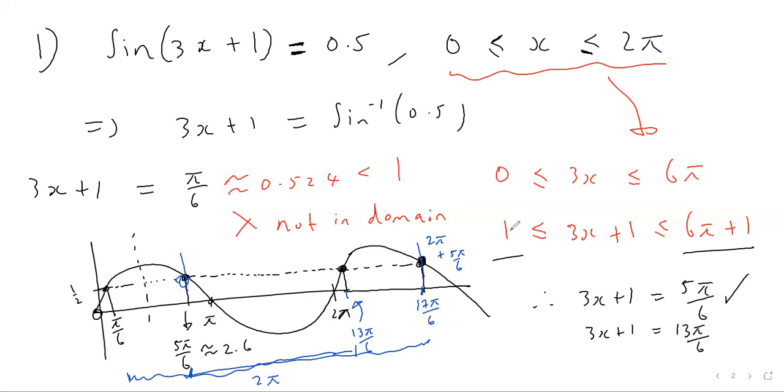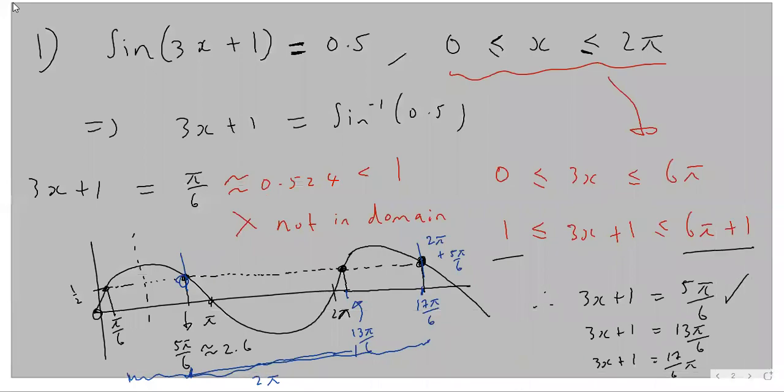Now again, is this between the number 1 and the number 6 pi plus 1? Yes, it will be. So it's roughly about 2.2 pi. Again, that's between 1 and 6 pi plus 1. So we've got another solution as well. So we've got 3x plus 1 equals 17 over 6 pi. And we're going to have more as well.